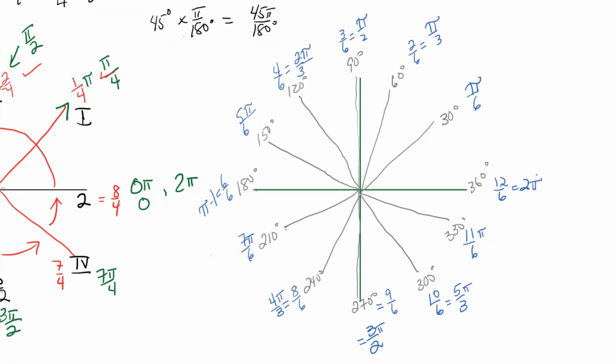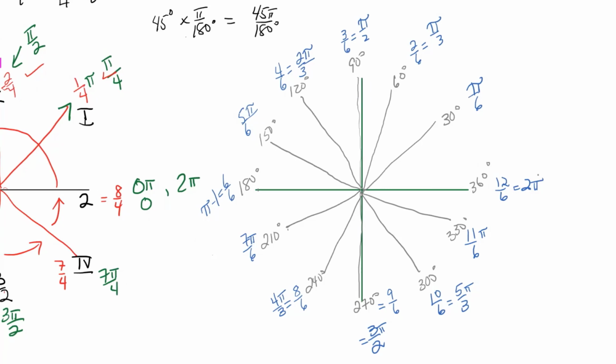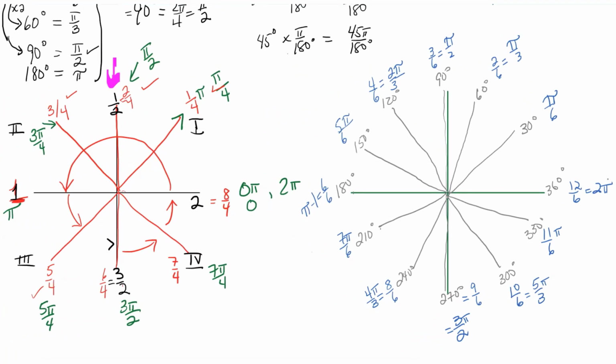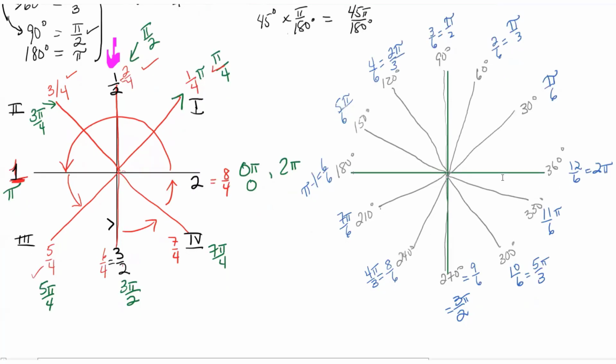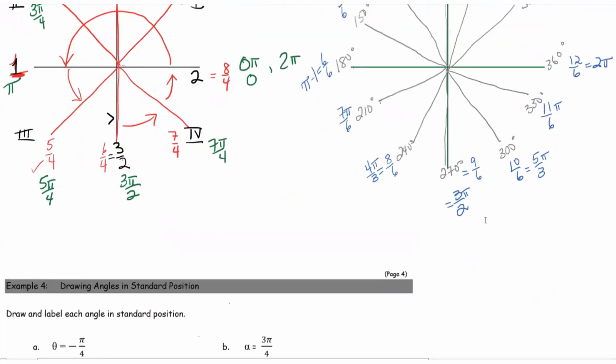and 2 pi. So we want to get comfortable with these multiples of 30 degrees or pi over 6 and multiples of 45 degrees or pi over 4. And we want to be able to draw any of the angles that have denominators of 3 or 6 or 4 or 2 actually in the coordinate system pretty easily. So let's practice that.